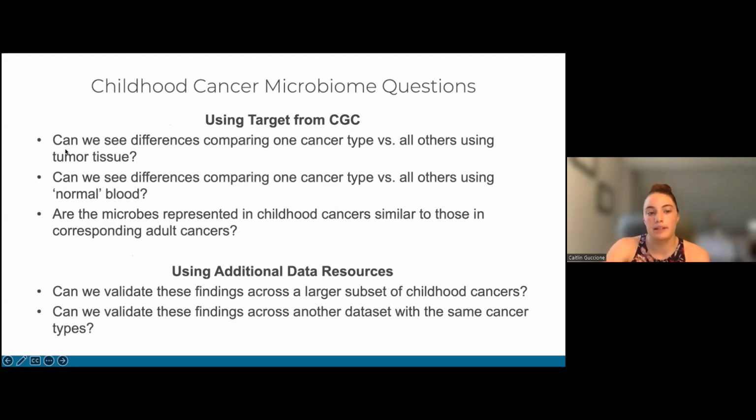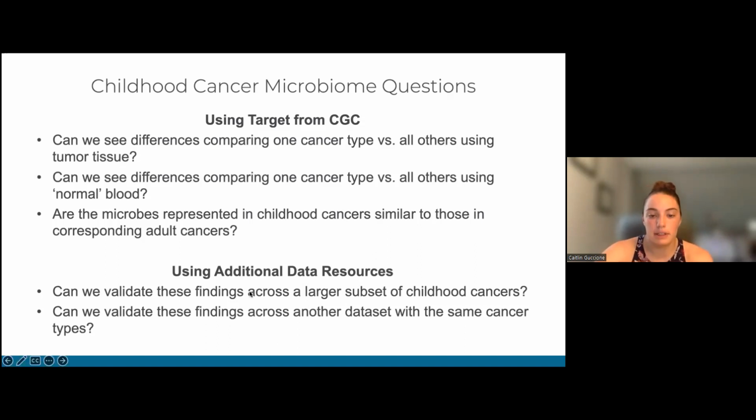So the first one is the same question that Greg asked using TCGA: can we see differences comparing one cancer type versus all others using tumor tissue? And then the second follow-up question is, can we see differences comparing one cancer type versus all others using these normal blood samples, as Greg had found before? And then finally, are the microbes represented in childhood cancer similar to those in the corresponding adult cancer? So are we seeing microbial differences between these two cancer types?